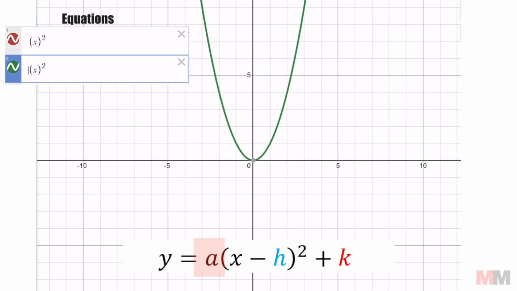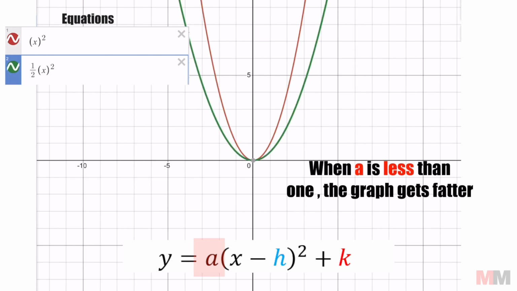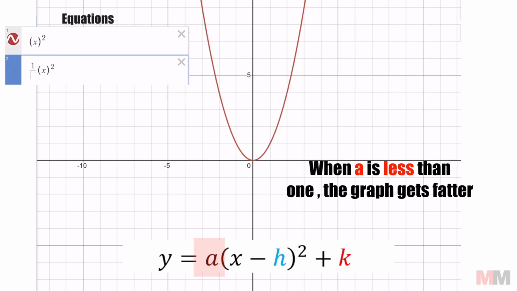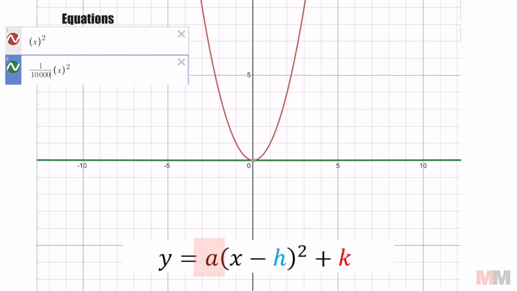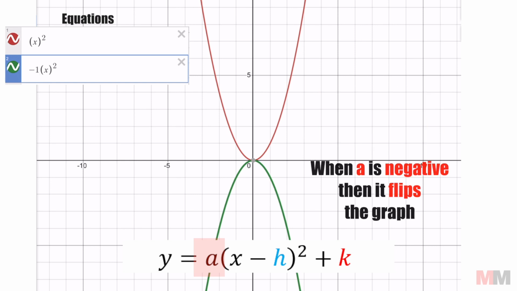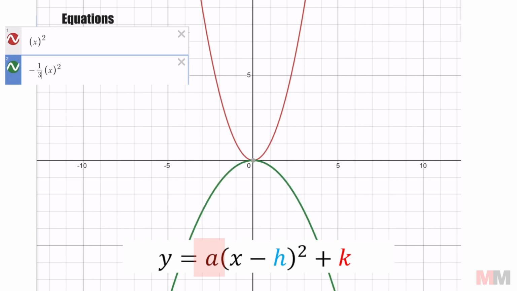Doing the opposite, if that number is less than 1, let's say it's a fraction like 1/2, then you can see that graph will get fatter and fatter. And the closer to 0 I get, let's say something really close to 0, then you can see that green graph eventually will turn into a horizontal line. What if it's a negative number, like let's say -1? Then it flips that graph upside down. So a negative number flips it, and similar effect, the higher that negative number is, the skinnier it gets. If it's a fraction, then it makes it fatter.